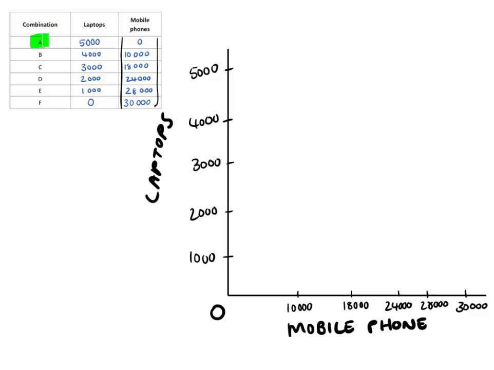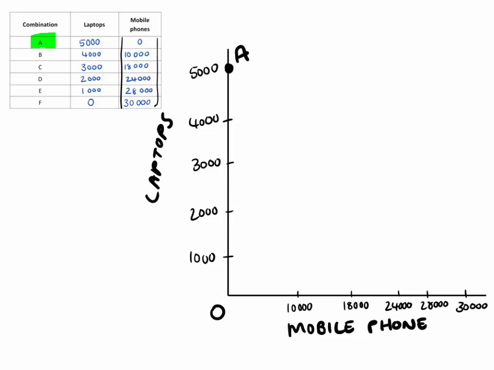Let's start with combination A. Now at combination A we produce 5,000 laptops, but we don't produce any mobile phones. So here's 0 mobile phones. And there's my first point that I can call point A. Let me just take away the dotted lines.